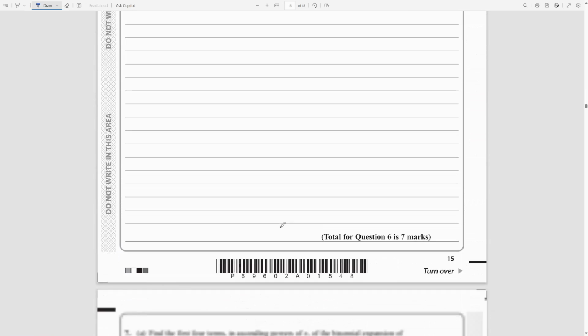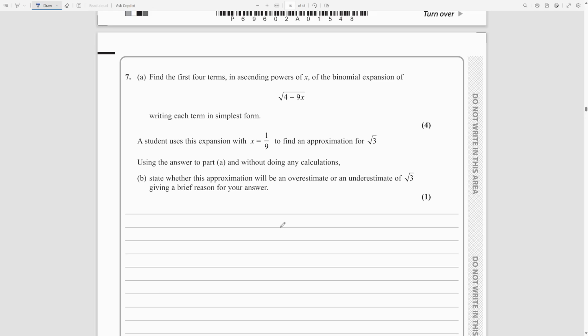Okay, question 7. Find the first 4 terms in ascending powers of x of the binomial expansion of this. So it's a binomial expansion where n is a fraction. What we have is 4 minus 9x to the half. To do this expansion, you need a 1 here. So to do that, I can factorize out 4. I can say that this is 4 times 1 minus 9 over 4x, and all of this to the half. 4 to the half and this to the half. Well, 4 to the half is 2, and I can use the binomial formula for this.